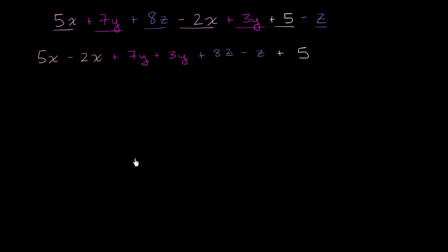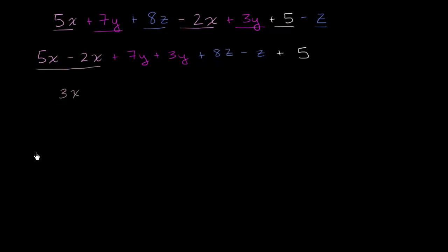Now let's just think it through. If I have 5 x's and I were to take away 2 x's, how many x's am I going to be left with? Well, I'm going to be left with 3 x's. That's true of anything. There's not some fancy algebraic magic going on here. 5 of anything minus 2 of that same thing, you're going to be left with 3 of that thing. In this case, that thing are x's. So this right over here is going to simplify to 3x.